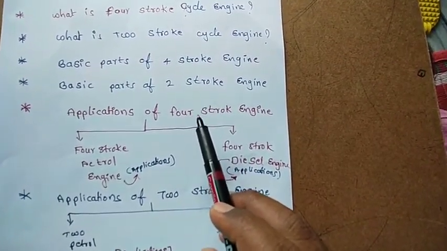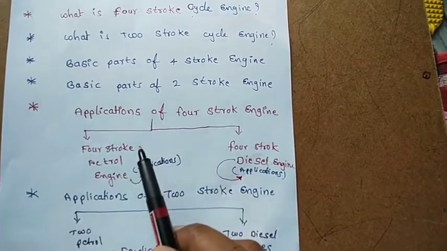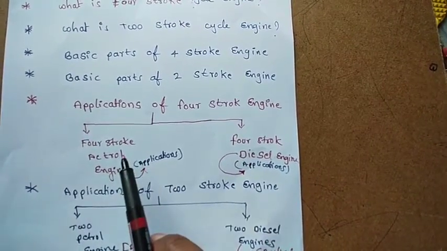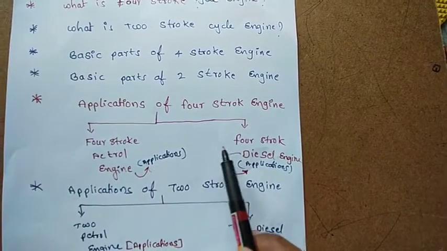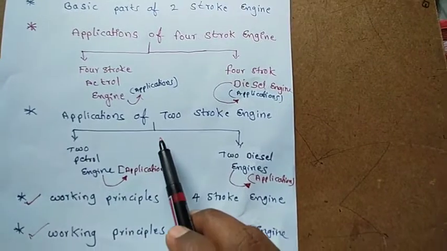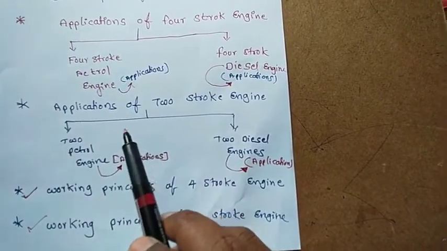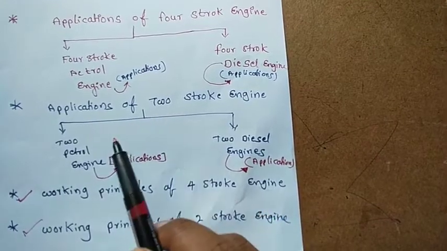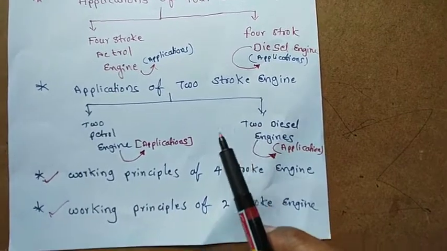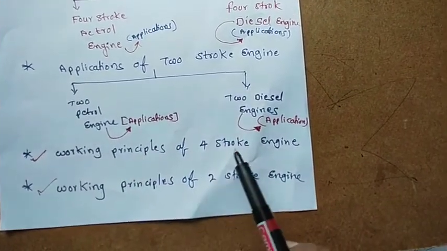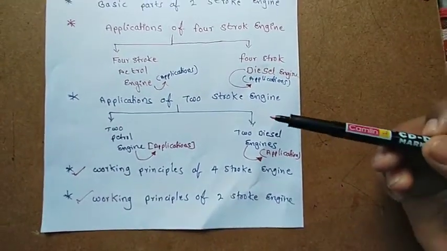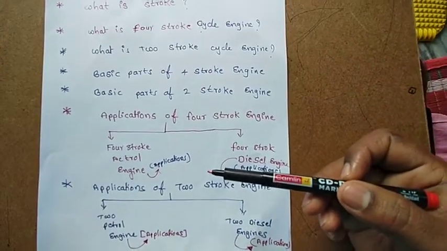In the 4-stroke engine, again we have two engines: the 4-stroke petrol engine and the 4-stroke diesel engine. What are the 4-stroke petrol engine applications, and what are the 4-stroke diesel engine applications? This is the fourth topic. The fifth topic is applications of 2-stroke engines, which again are of two types: the 2-stroke petrol engine and the 2-stroke diesel engine. After that we will see the working principle of the 4-stroke engine and the 2-stroke engine. These are the topics we are going to discuss in this class.